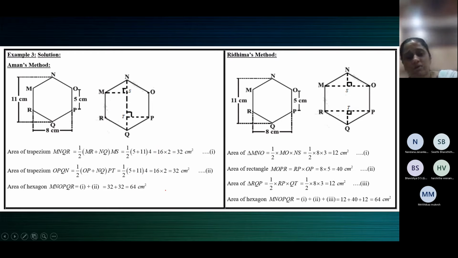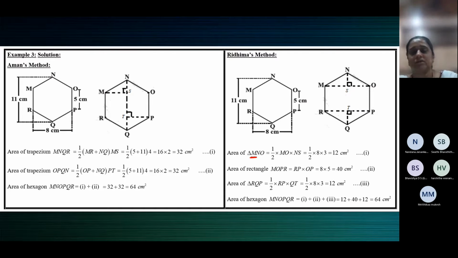That is Aman's method of calculating the area of the regular hexagon. Ridhima's method is she's divided the figure into 2 triangles and 1 rectangle. So let's find the area of the triangle MNO. What's the formula, children, to find the area of a triangle? Half into base into height.